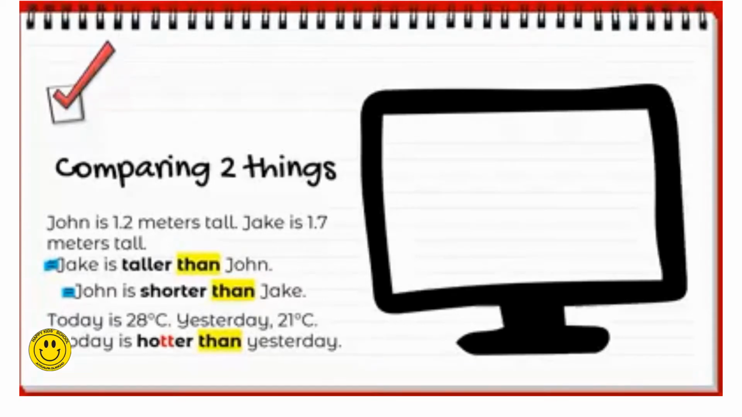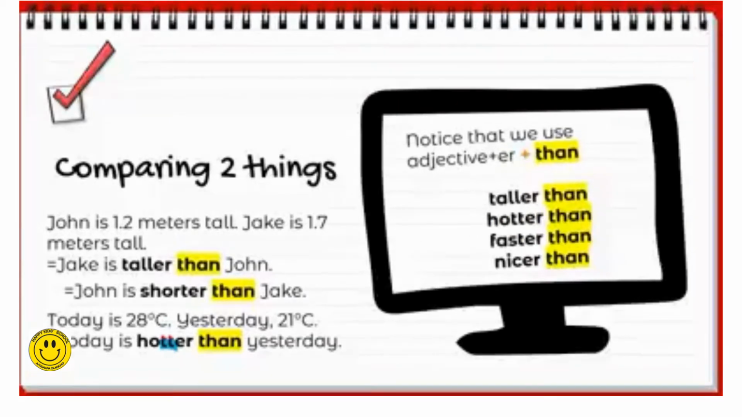Now take a look at the next one. Today is 28 degrees Celsius. Yesterday, 21. So, today is hotter than yesterday. Please pay attention to how we doubled the final consonant before adding -er. Notice that we use the adjective plus -er and then it is followed by than, always. When you're using comparatives, you're going to do it like this: taller than, hotter than, faster than, nicer than.